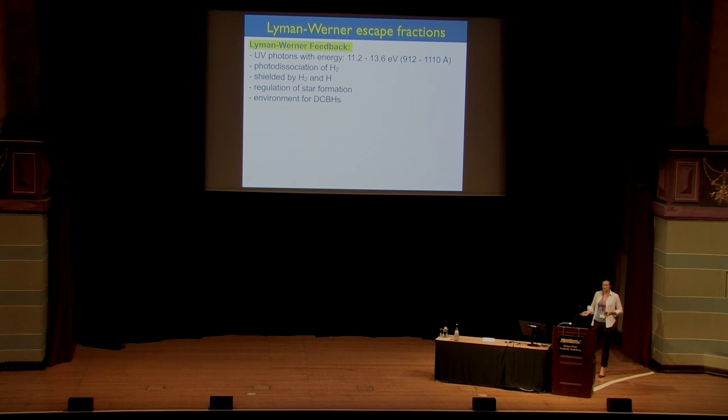And this is able to regulate star formation, because when you don't have molecular hydrogen, you lose your coolant and you're not able to form stars. And when you're not able to form stars, you might set the environment for direct collapse black holes. So my job now is to calculate how many Lyman-Werner photons can actually escape from a first galaxy.